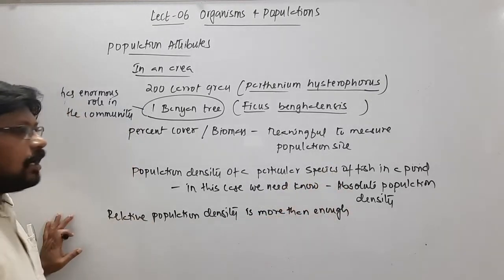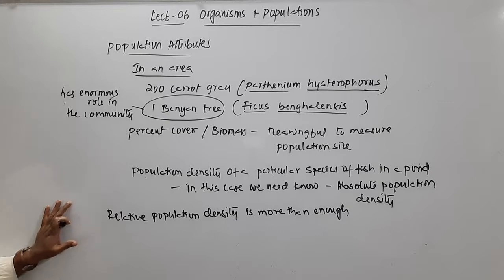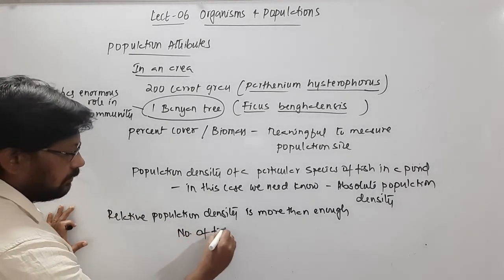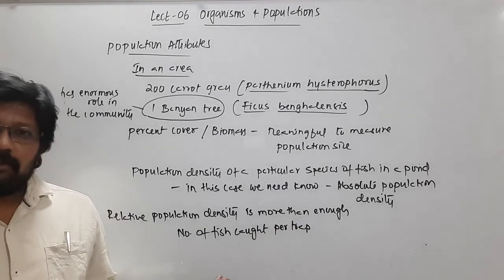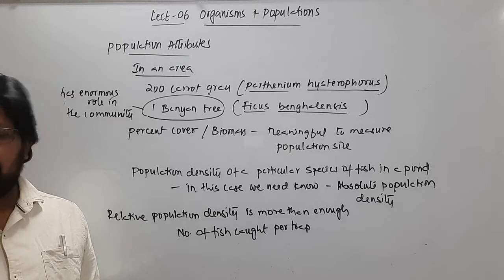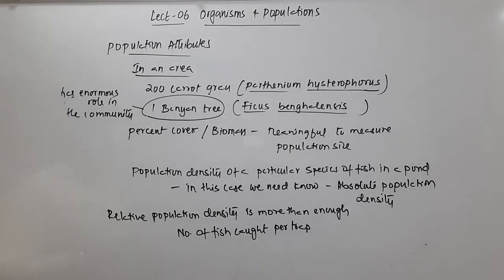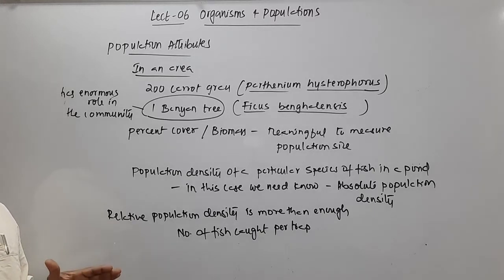Instead of knowing exactly how many individuals of that particular species are in the pond, you need to just calculate the number of fish caught per trap. By finding out the number of those particular fishes that came along with that trap, you can calculate the population density in that pond. So calculating the relative population density is more than enough, and it will serve the purpose when compared with the absolute population density, where you need to find out the exact number of that particular fish species in that pond.